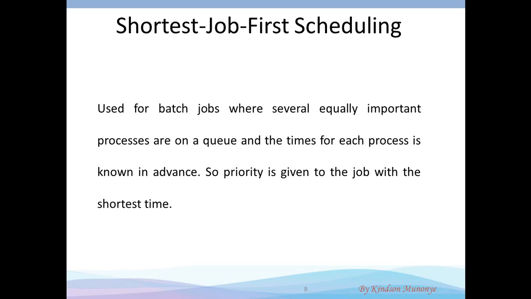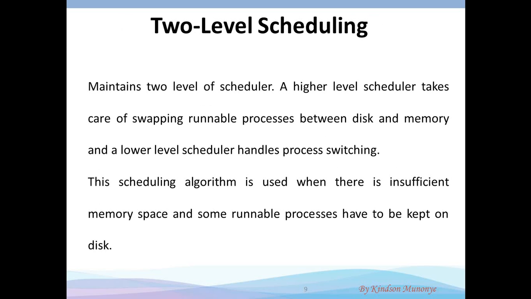Shortest job first. I think this is very simple, it's a giveaway. The process, the job with the shortest time, is allowed to run, but in this case the scheduler has to know the duration of each process in advance.